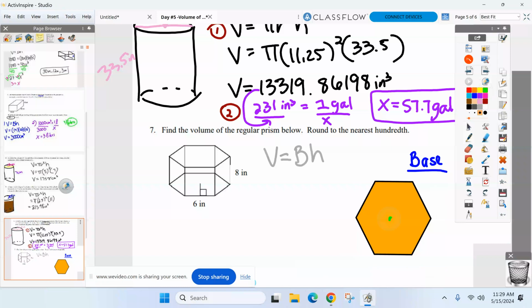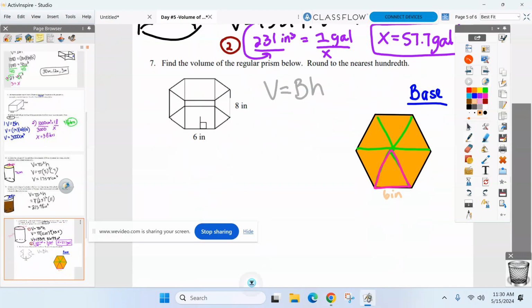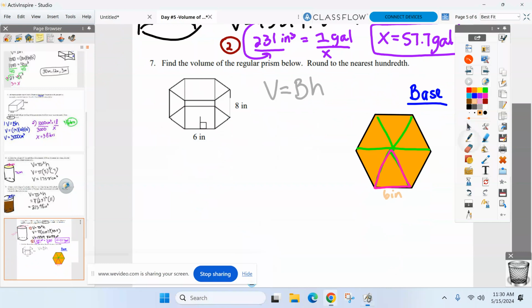Remember, area of a hexagon, we divide it up into 6 congruent triangles. We find the area of one of the triangles and multiply by 6. And this is just for capital B. What were we given there? 6 inches on the bottom there. Okay. So area, one of the triangles is going to be 1/2, 6.